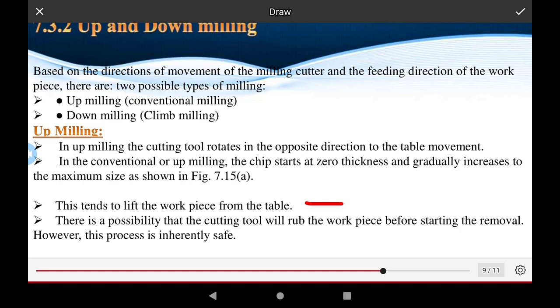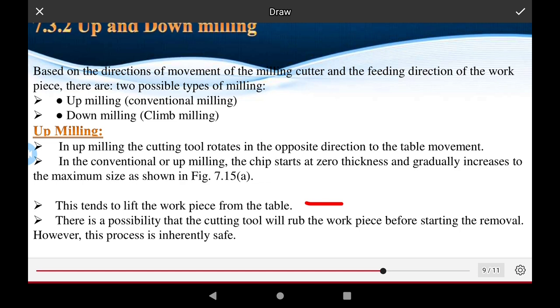There is the possibility that the cutting tools will rub the workpiece before starting the removal. However, this process is inherently safe. The tools also depend on the diameters of the tools and also on the operations of the machines. This tends to lift the workpiece from the table.